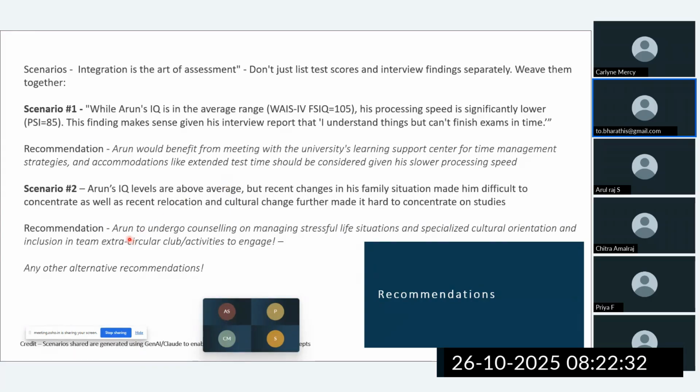Second, it could be because of a recent relocation or a cultural change, which requires counseling and therapy for them to get along with people, understand the cultural nuances, and get engaged by doing not studies but something extracurricular that the person is really interested in, like joining a music club or a dance club. Probably he will get to know people, overcome the isolation, and he can start performing very well. Any of these could be scenarios. So I'm stopping here for questions.